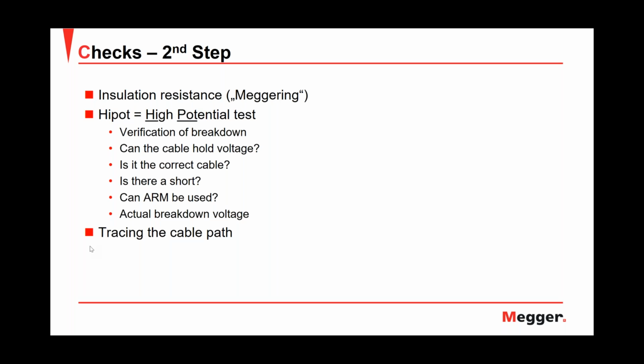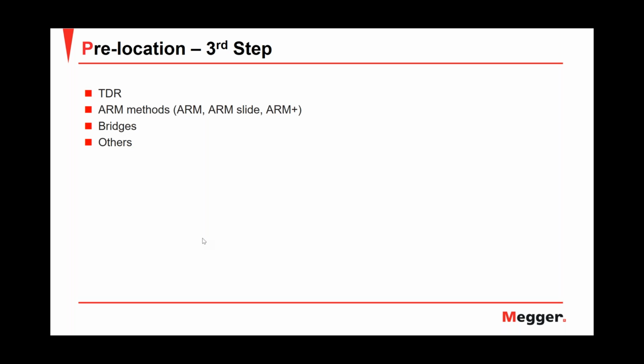And the last point in the checks, of course, is if I have no idea where the path of my cable is, I will do a tracing to get the information regarding the path of my cable. So let's continue with the third step, that is the prelocation. As I said in the first slides, the prelocation is pretty much like a toolbox in which I will use the best tool for the fault I have in my cable. In this webinar, I will talk only about two tools, the TDR and the error reflection method.